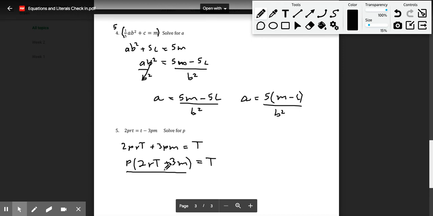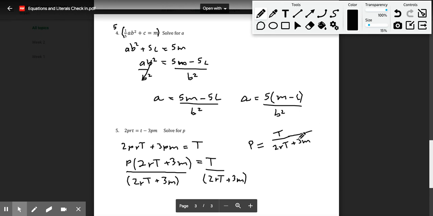Now I think you know you divide both sides by 2RT plus 3M. And that's the end of the story. We just got P by itself, and we can see that it is equal to T over 2RT plus 3M. So to make it nice and neat for you, P is equal to T over 2RT plus 3M. And there you have it.